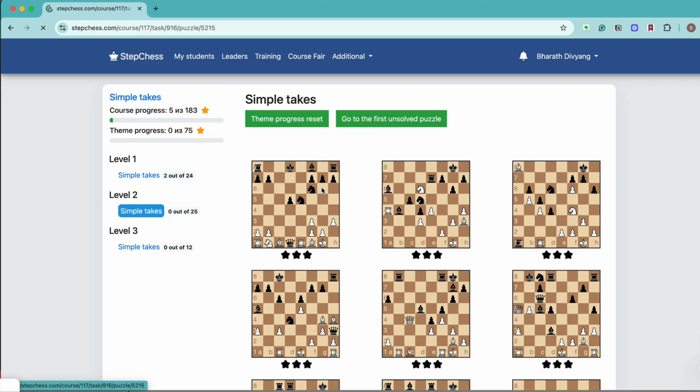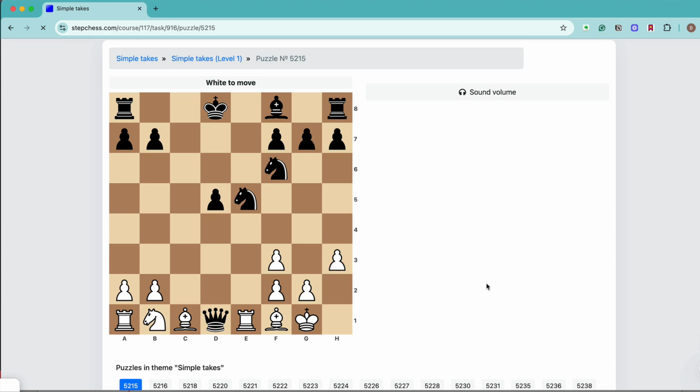Now at level 2, it's a little bit more complicated. It's more like middle game. It's probably not for novices. It's probably for beginners.